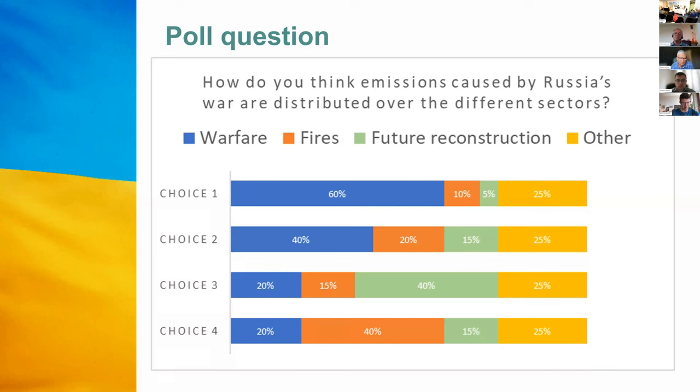So it is a poll question for people online, but maybe just think yourselves. We just wanted to ask you, how do you think emissions caused by Russia's war are distributed over the different sectors? There are four choices there. So just have a think about which of those four choices you think represents the distribution of conflict emissions from the war. Okay, and with that, I leave you to think about that.